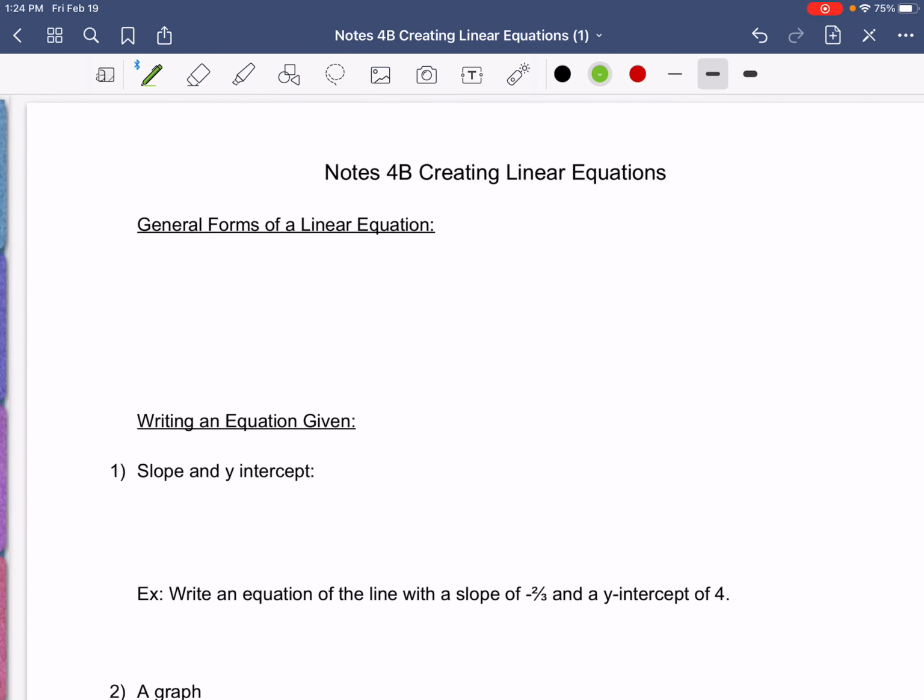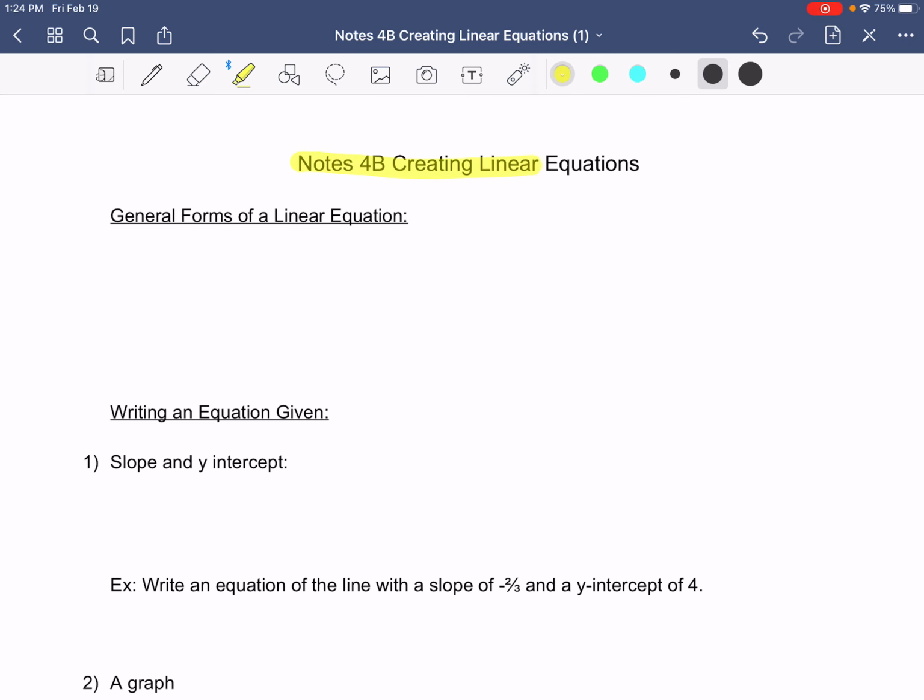All right, so at the top of your paper, make sure you go ahead and put your title up at the top. These are notes 4B, creating linear equations. We're going to look at just what the general forms of linear equations are. There's three that we're going to look at. There's standard form. Standard form is ax plus by equals c.